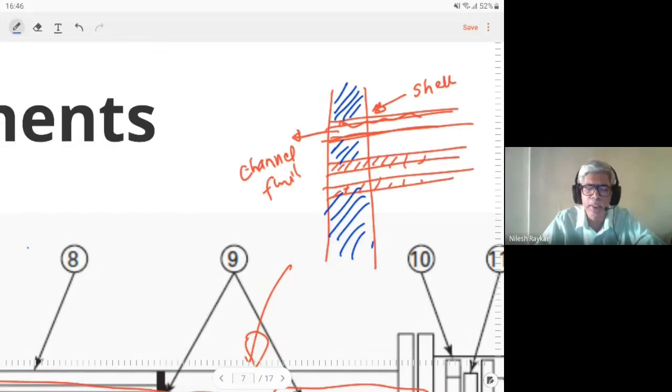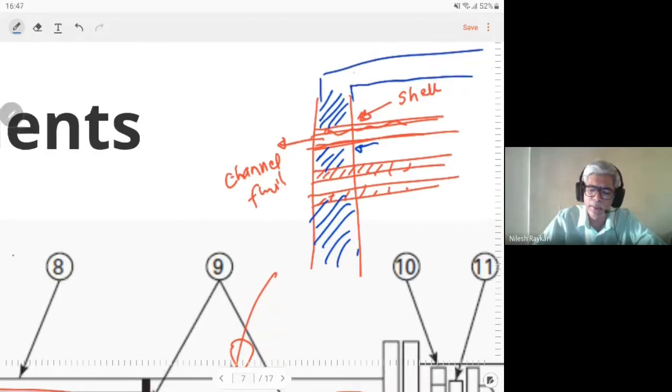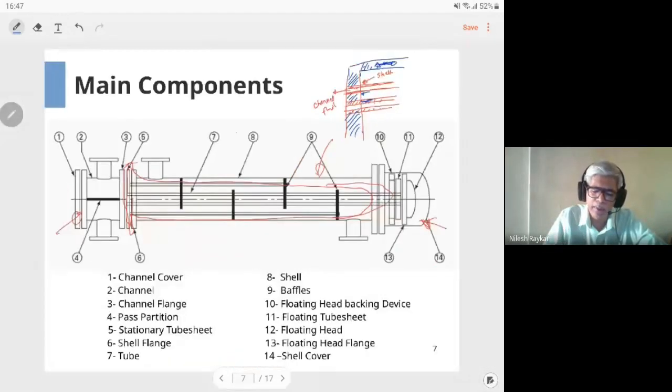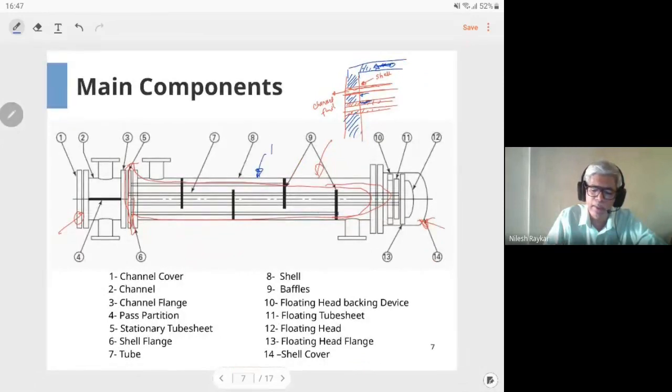And because the tubes and the shell have different temperatures, there is a differential expansion. The tube tries to expand by a certain amount, whereas the shell, to which the tube sheet is attached, and this is the shell part, is at a different temperature. The tubes are at a different temperature. So there is a differential expansion between the shell and the tube. So this outer part is at, let's say, 100 degrees centigrade. The shell side fluid is saturated water at 100 degrees centigrade.